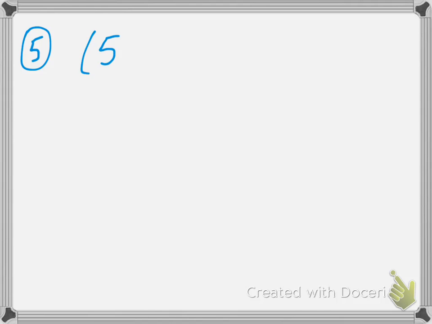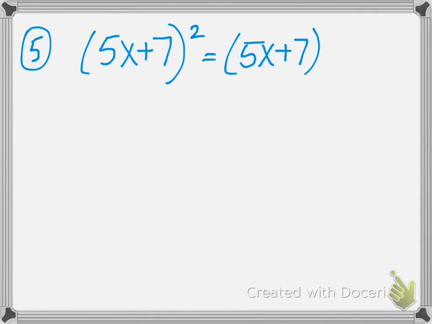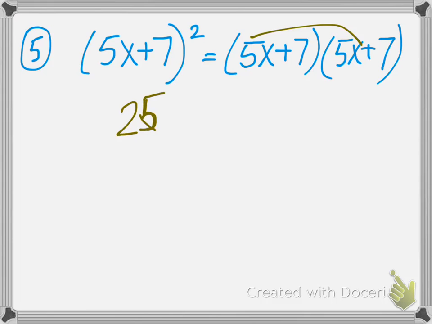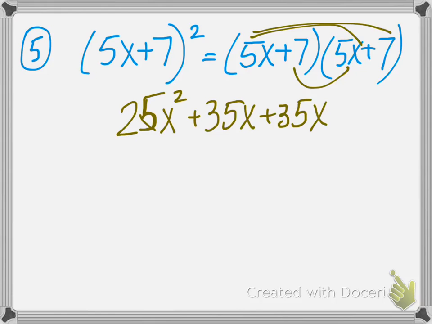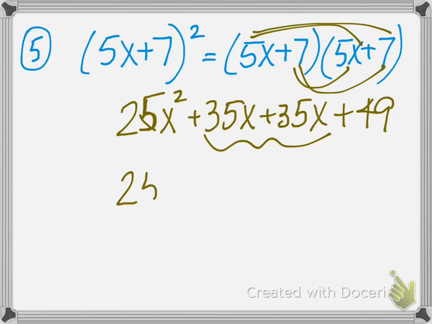Number 5, very similar. I have 5x plus 7 squared. Again, remember this means 5x plus 7 times 5x plus 7. I'm going to FOIL this one. So 5x times 5x is 25x squared. 5x times 7 is 35x. 7 times 5x is 35x. 7 times 7, 49. Combine the middle terms. I get 25x squared plus 70x plus 49.